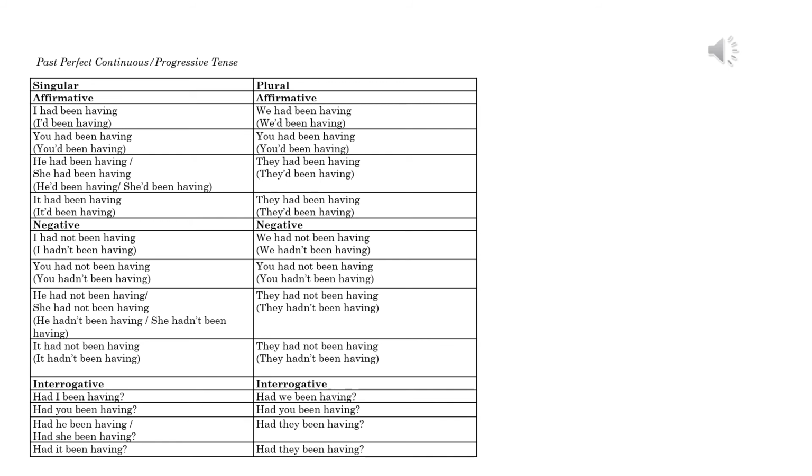Interrogative. Had I been having? Had you been having? Had he been having? Had she been having? Had it been having? Had we been having? Had you been having? Had they been having?